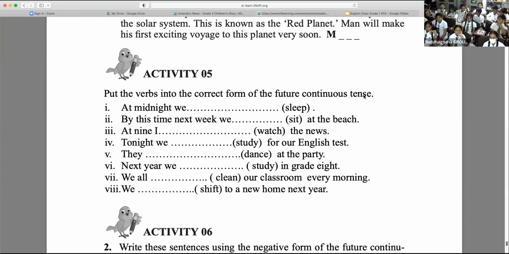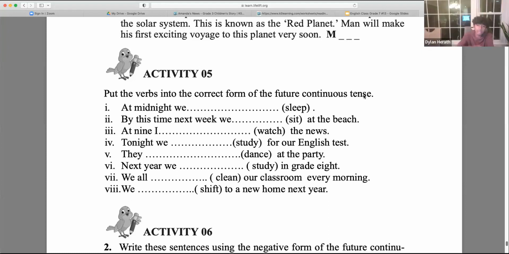How about number 6? Next year we blank study in grade 8. Will study. Yes, you can say next year we will study, or you could say next year we will study in grade 8.